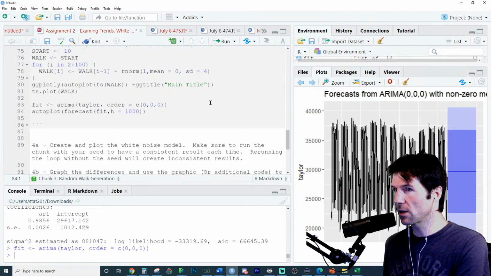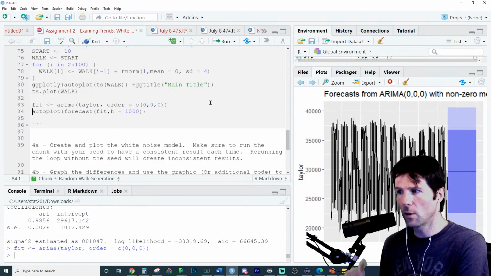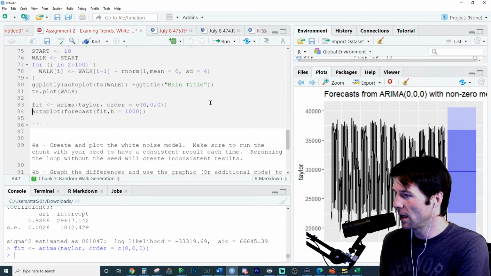And we're forecasting ridiculously into the future using the auto plot, which is so nice. TS plot, if you want to use TS plot with the forecast, we got some more questions.